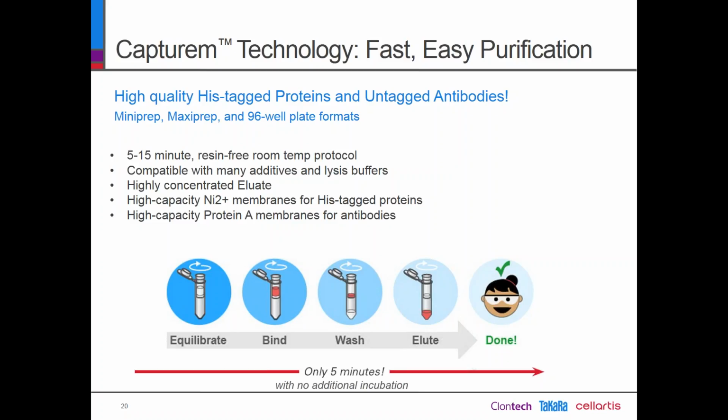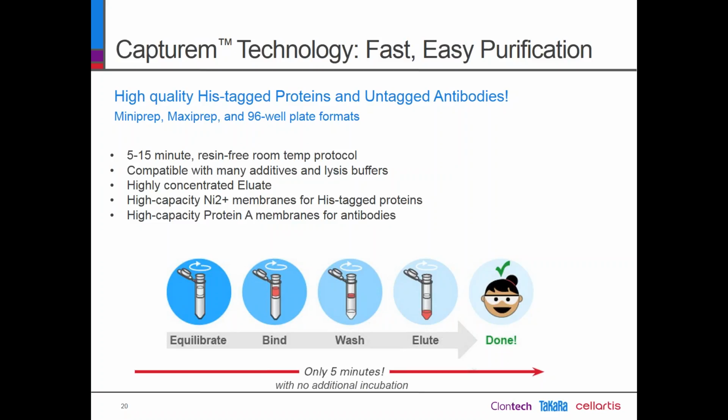So one of the major benefits of this technology is really the speed. You can complete the whole protocol in as little as 5 minutes with the mini prep and up to 15 minutes for the maxi prep and the 96 well plate. So this is a resin-free room temperature protocol. So it requires no incubation time really. You also get a very concentrated eluate because the bed volume is very small. So for elution of your protein, you can also use a very small volume of buffer, and this means that you will get a very concentrated eluate.